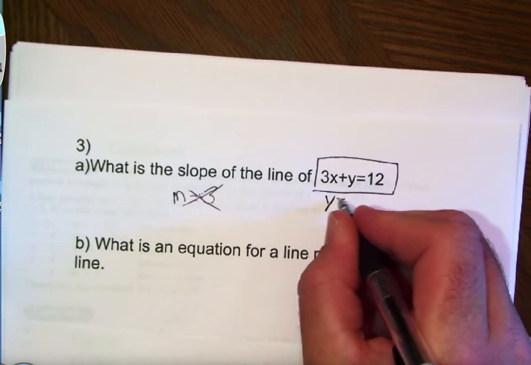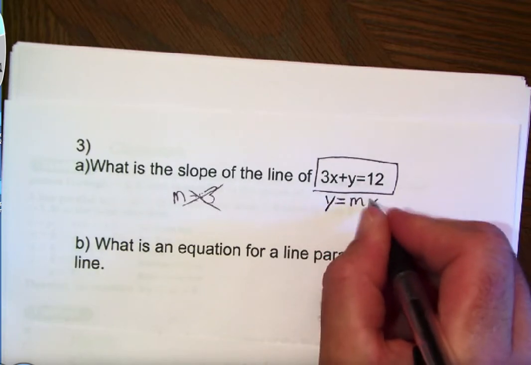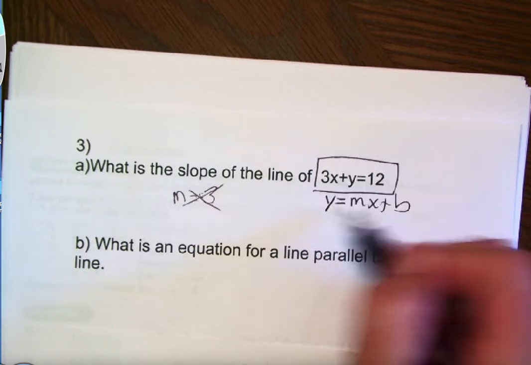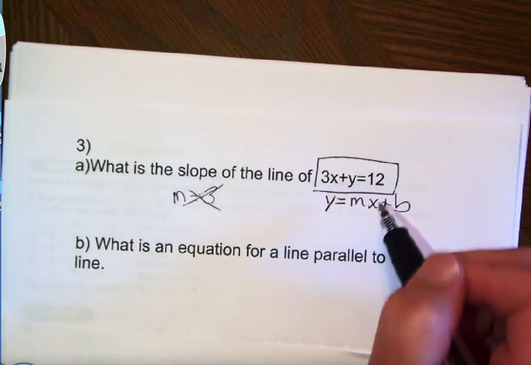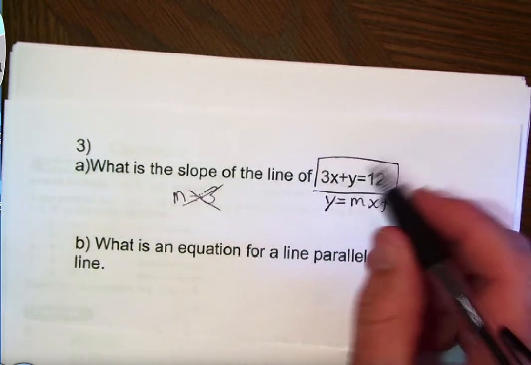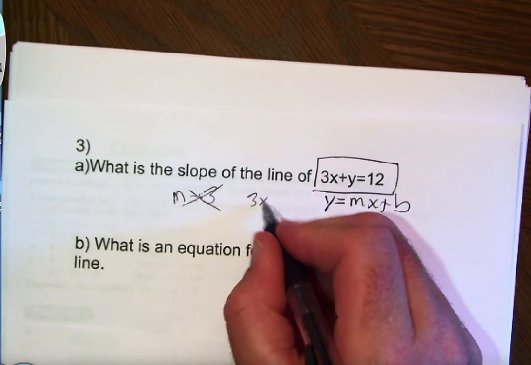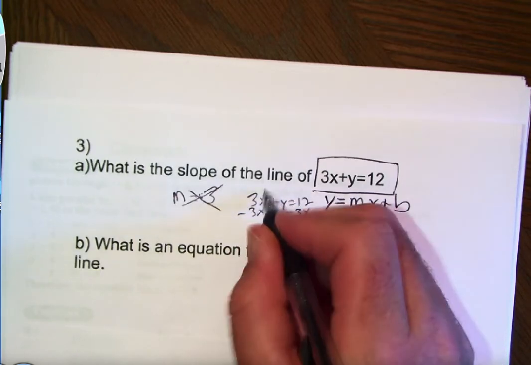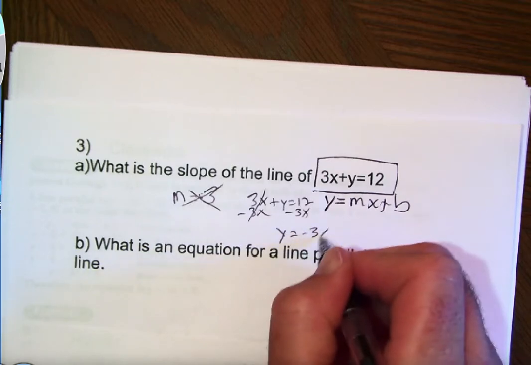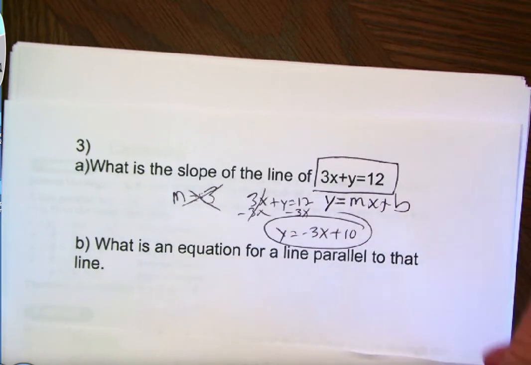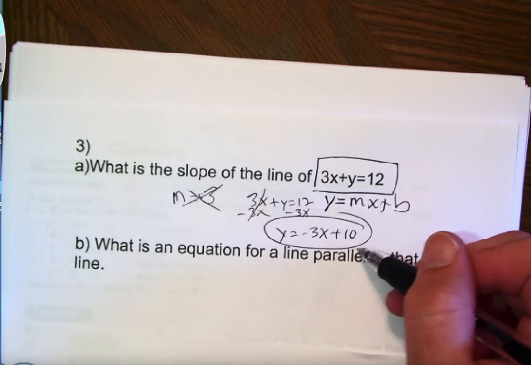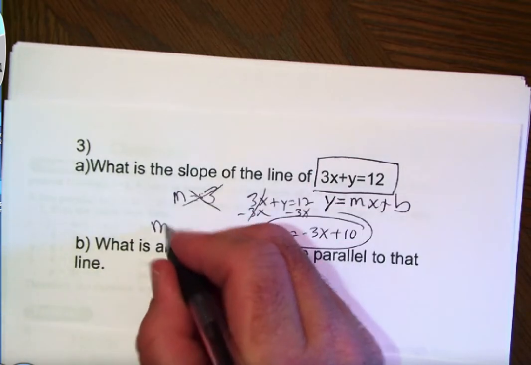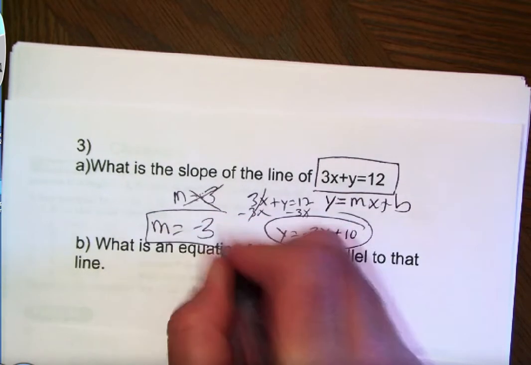But that's only if it's in the form y equals mx plus b. There's something wrong with this. X and y are on the same side, so this isn't in slope-intercept. So we actually have to move it, or solve this one for y. We learned that in chapter 1. Now we know the slope of this line. Slope of this line is -3.